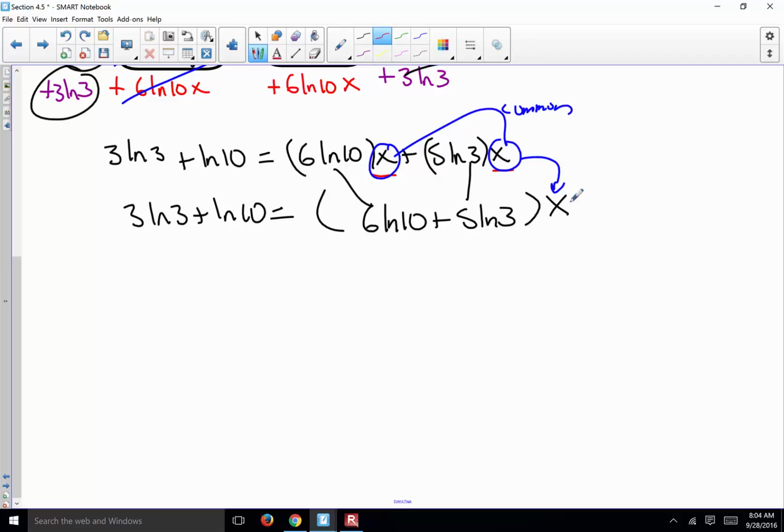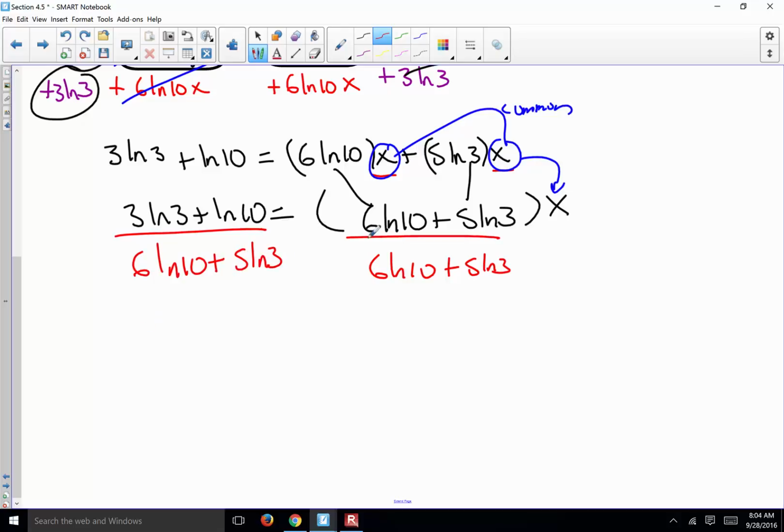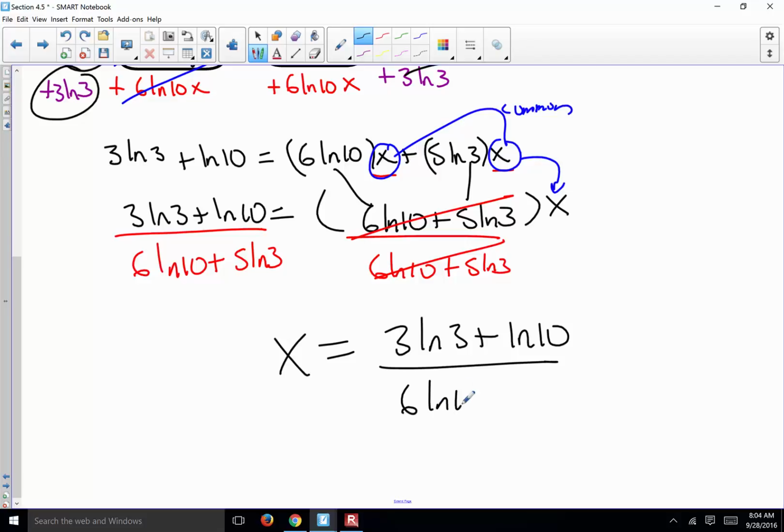Alright, how do I get x alone now? Divide both sides by this. And finally, alright, that's it. We got x as 3 ln 3 ln 10, 6 ln 10 plus 5 ln 3.